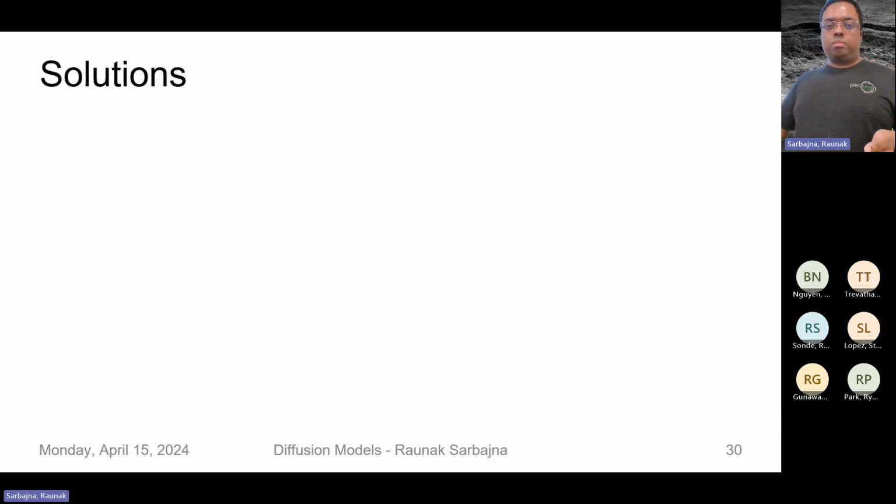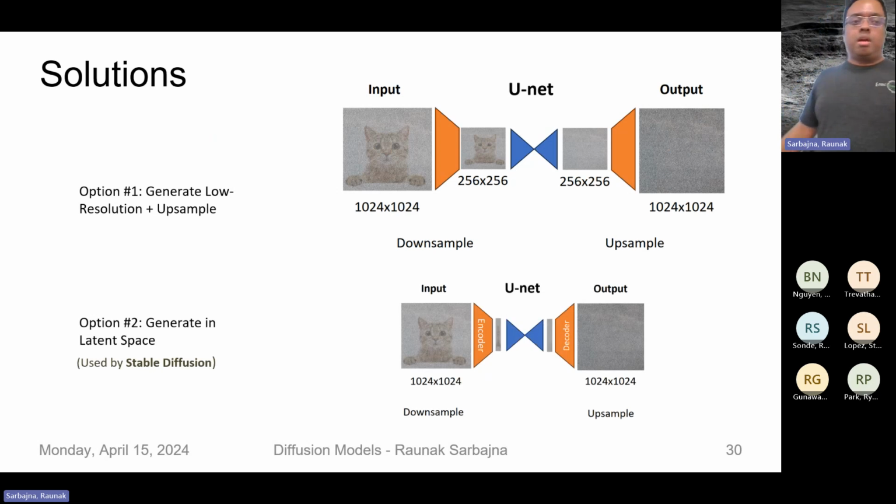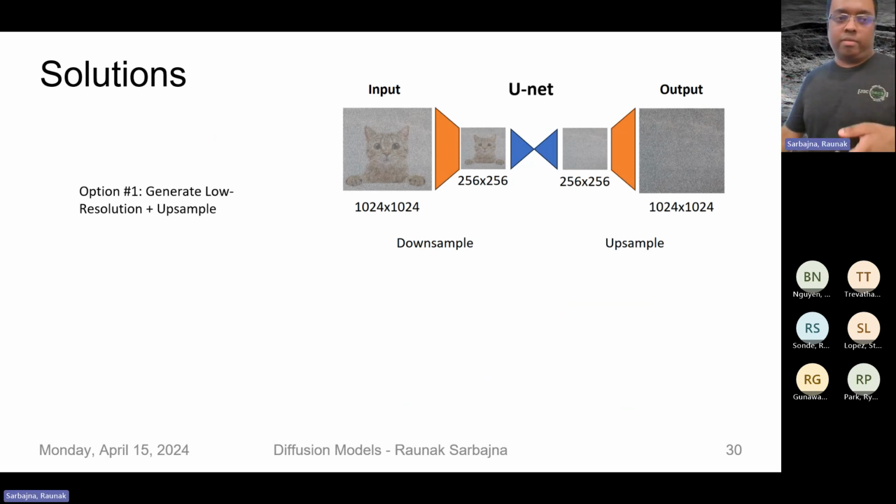How do we solve this? There are essentially two good methods. The first is you generate very low resolution images and then you upsample them externally, right? So your entire computational strength goes into one of these steps instead of both. You save some time, but this is still fairly slow.